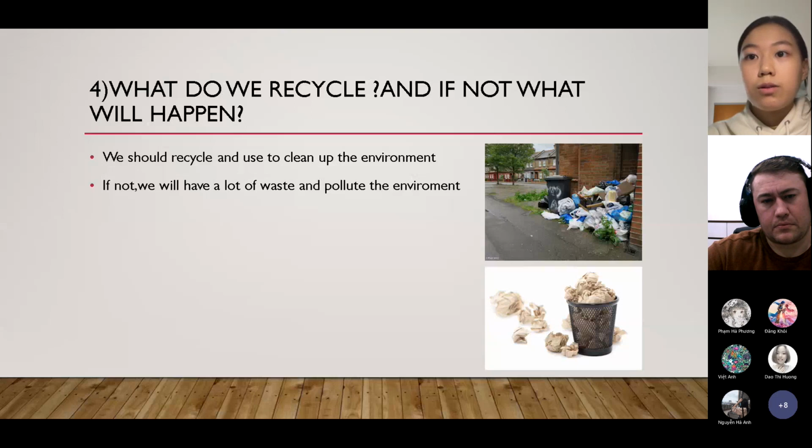Number four, why do we recycle? And if not, what will happen? We should recycle to clean up the environment. If not, we will have a lot of waste and pollute the environment.